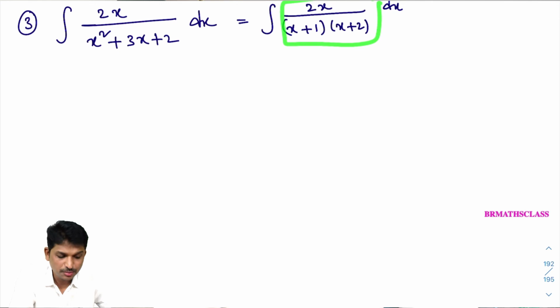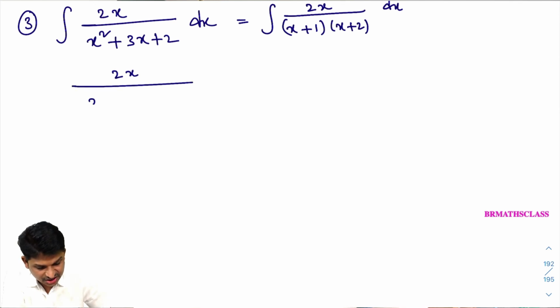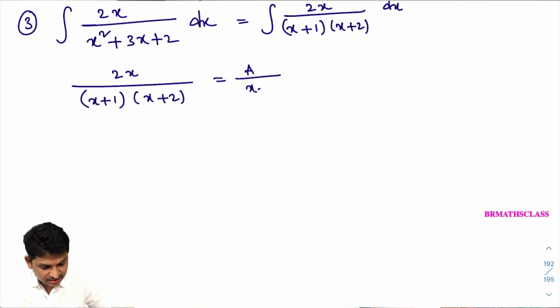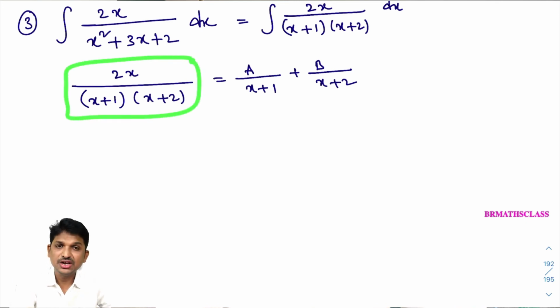Second one, denominator contains non-repeated linear factors. So by using partial fractions, as it is a proper rational function and the denominator contains non-repeated linear factors, you will write it as a divided by x plus 1 plus b divided by x plus 2. This is what we learned from the beginning of this class. This is the proper rational function. This is written into partial fractions.